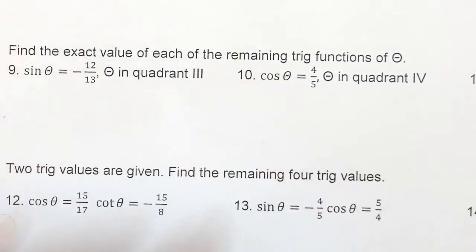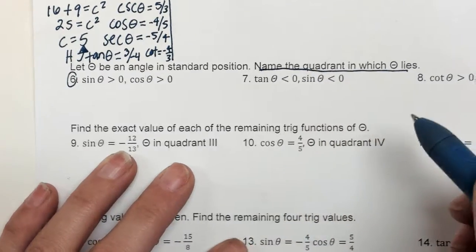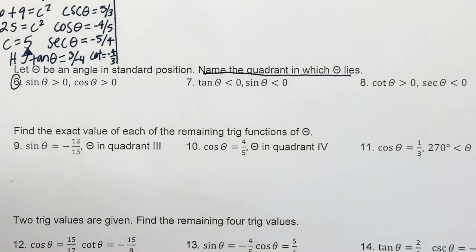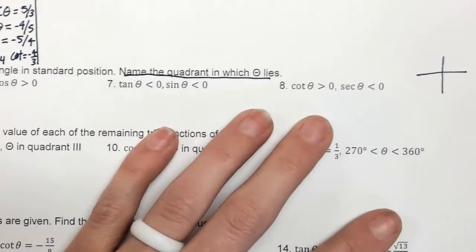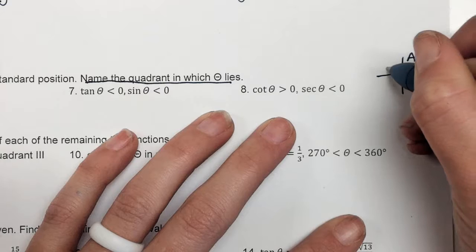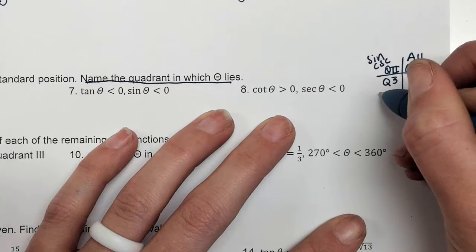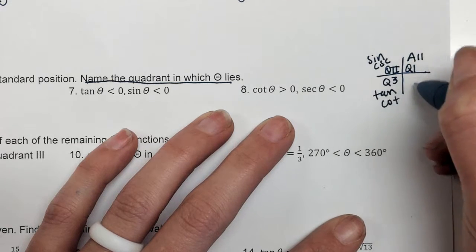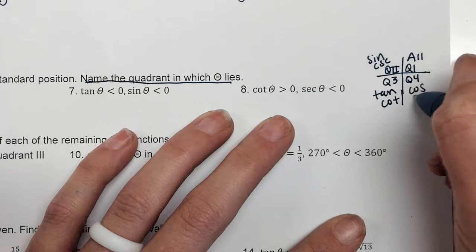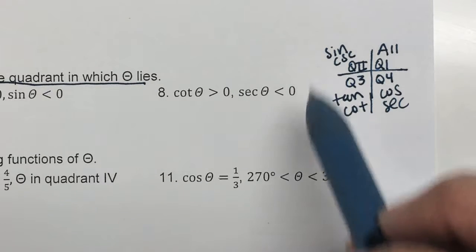Let's do one of these. Any specific one, 6 through 8? Okay. This is just naming the quadrant, the quadrant in which theta lies. Which means all you have to know is what's positive in each quadrant, right? Let me draw a little coordinate plane. Which trig function is positive in quad 1? All in quad 2? Very good. In quad 3? Tan. And in quad 4? Very good. All students take calculus. All students take calculus.